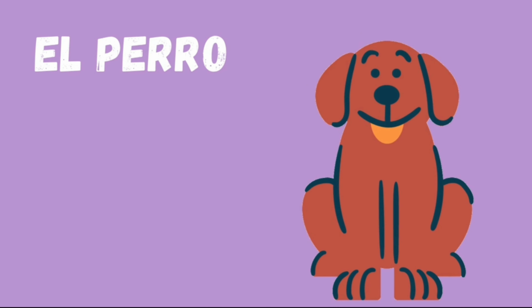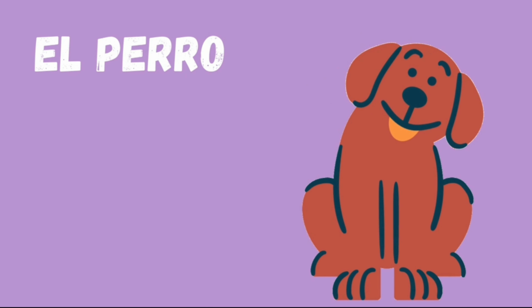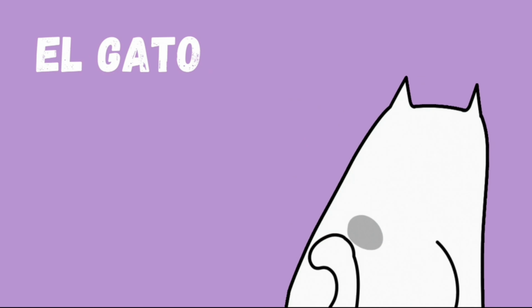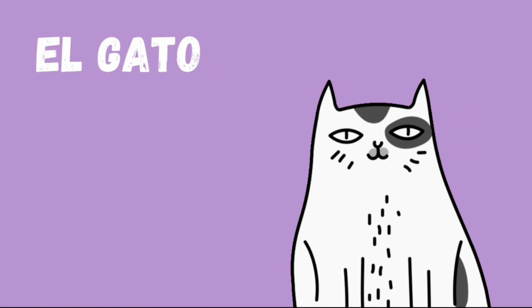Now we have the sun in English and Spanish. We're going to say el sol. Now we have the dog in English and Spanish. We're going to say el perro. Now we have the cat. In English and Spanish, we're going to say el gato.